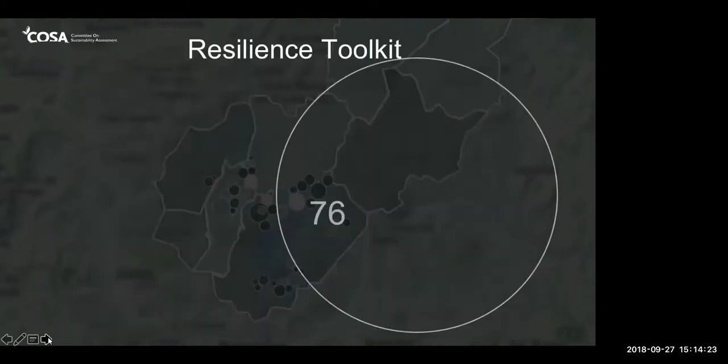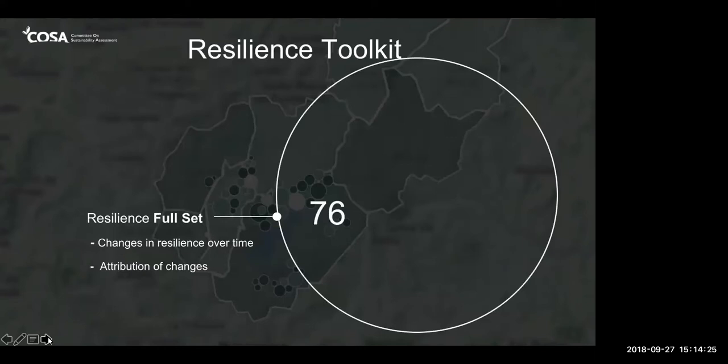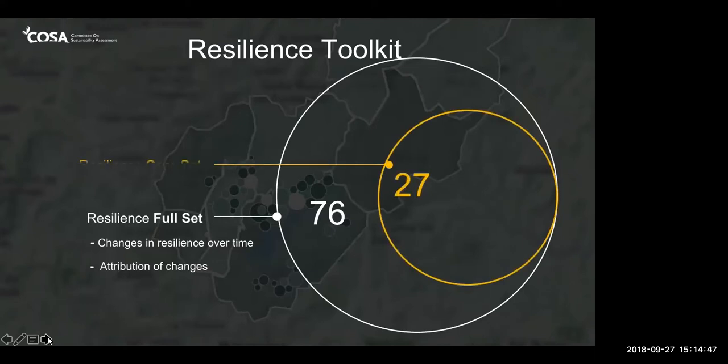The way we've done that is to develop a full set of indicators that are very accessible, and there are 76 of those. They are useful for a good understanding of resilience over time, an impact assessment, if you will. You can ascertain the attribution of change with those. But we've also worked on a smaller group of 27, a core set, if you will, of indicators, that will take you into the hotspots or the most important areas of resilience in a community.